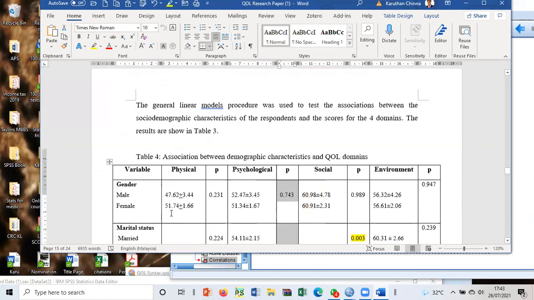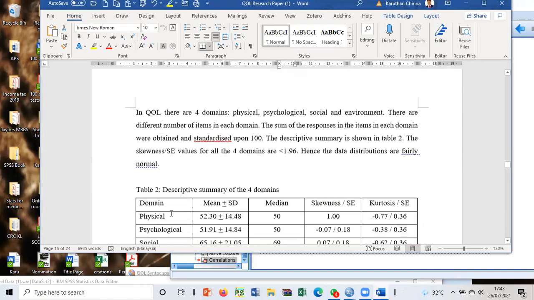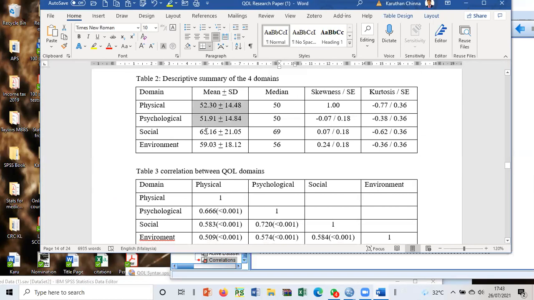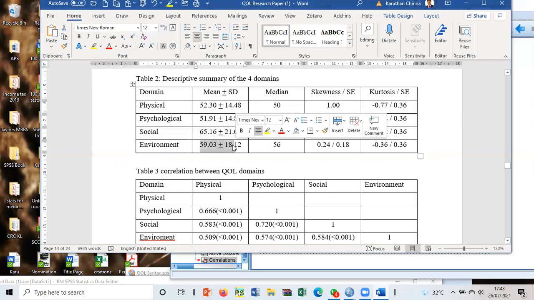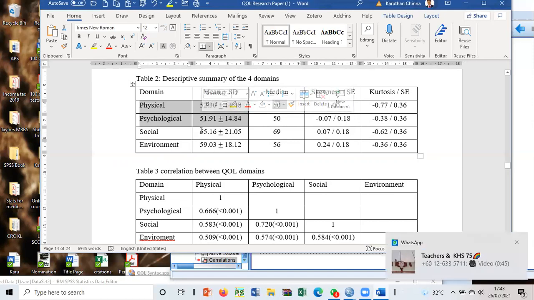Okay. So now you're going to check each one. How does our value differ? Now first, within social is high, right? Yeah. Others are not so much. But the highest score was social, followed by environment, isn't it? Yes. The higher mean score was social, followed by environment. The physical and psychological scores were much lower compared to social and environment.